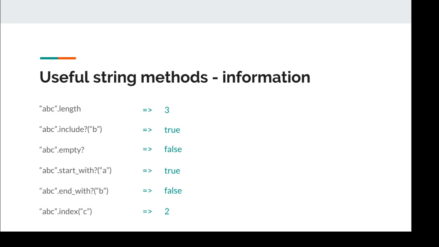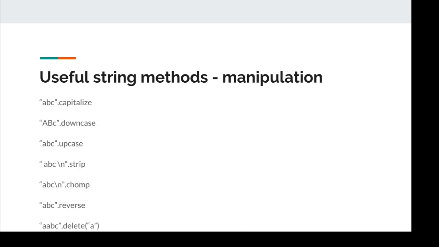So these are methods that you'll probably use a lot. Here are some more useful string methods, and these are for string manipulation. So this is to change the string. Okay? So capitalize. What do you think that does? Yeah, that's it. Capitalize makes the first letter uppercase. What about downcase? It makes all of the letters lowercase. And upcase, similarly, makes all the letters uppercase. That's right. Exactly. What about strip?